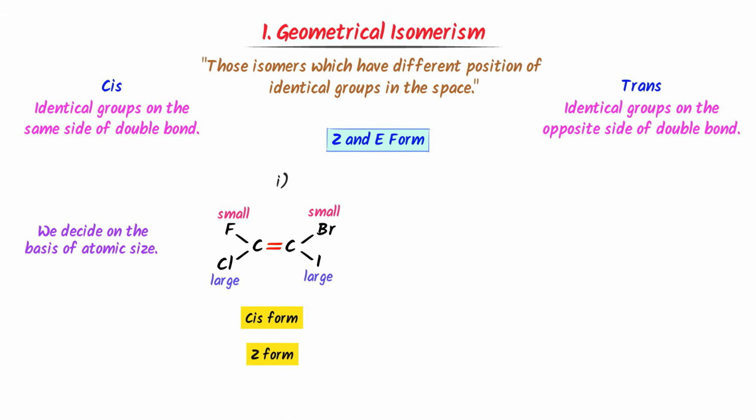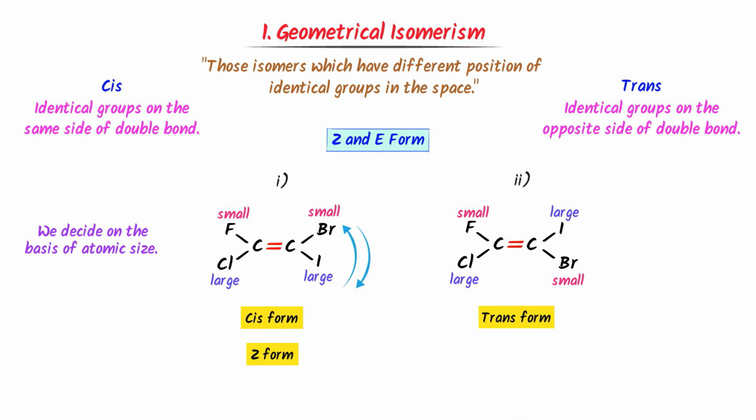Now as usual, I interchange the smaller size and larger size groups of bromine and iodine. I get this compound. Here, fluorine has a smaller size than chlorine, while iodine has a larger size than bromine. The smaller size groups, fluorine and bromine, are on the opposite side of the double bond, so we call it trans form, or E form. Thus these are the two geometrical isomers of each other, and we call them Z form and E form. Hence note down this important concept.